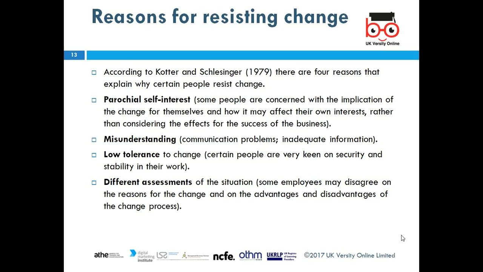Different assessment of the situation. Some employees may disagree. Some say teamwork is good, some say teamwork is bad. But we need to think about what it will bring as a long-term innovation in our organization and reduce cost.